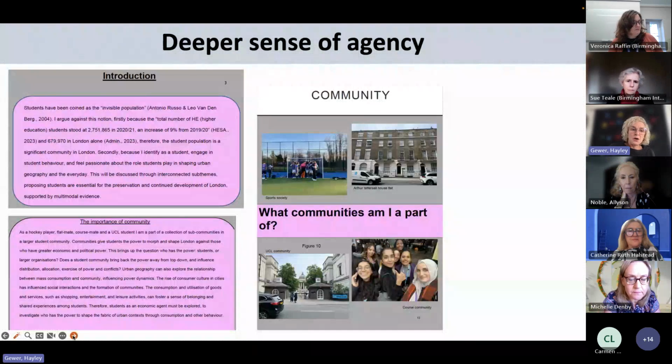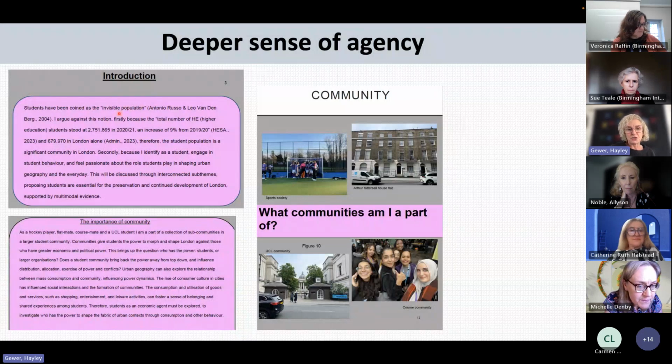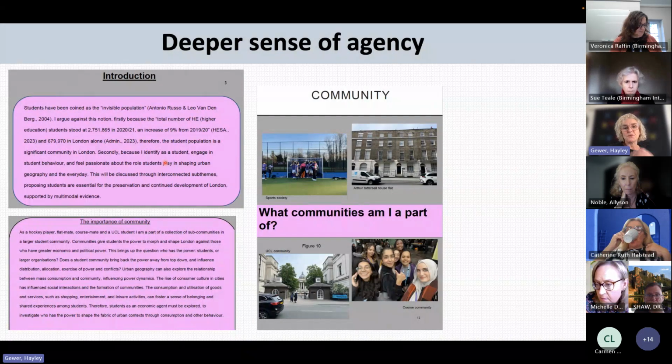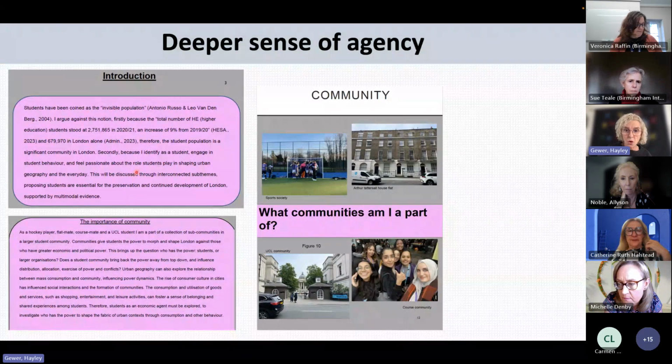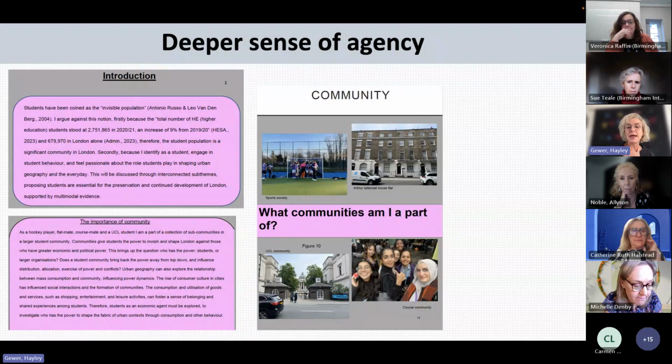Another student who interrogated this term of students being an invisible population argued against it by showing the statistics, how many students there were, but also what that student brings in terms of their role as a student in the city and in the university, interrogating the notion of community and what parts they play, as the different communities they belong to, and what effect that has.